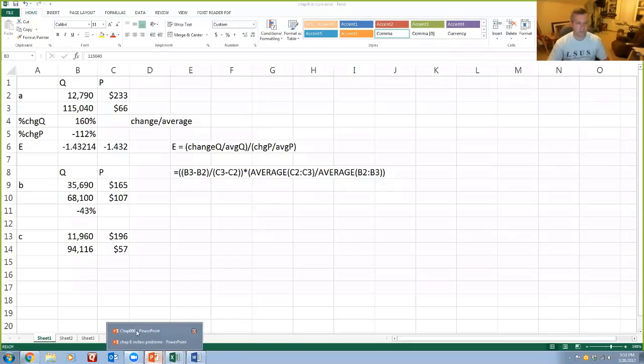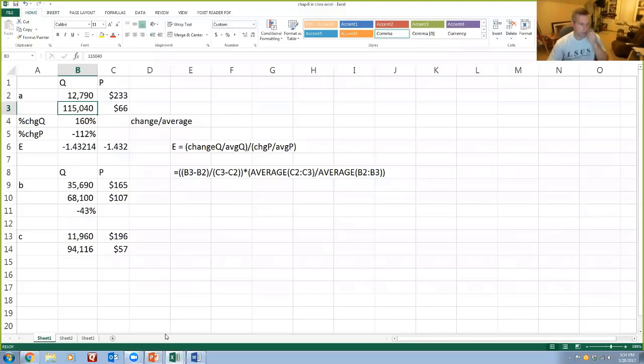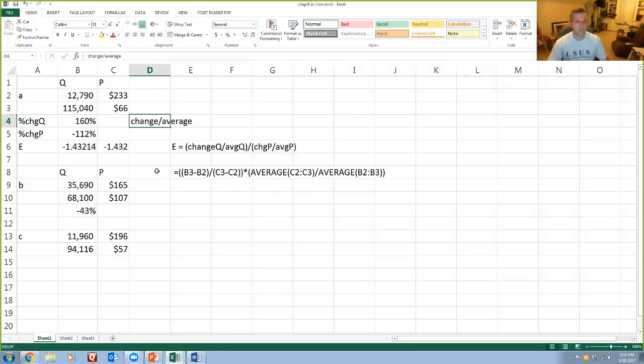As I go back to the slide, slide 4 reminds me that elasticity is the percent change of Q divided by the percent change in price. When I go into my sheet, my practice problem, I have these 2 different prices, these 2 different quantities. So I want to figure out the percent change in Q and divide it by the percent change of price. And the shorthand way of figuring out percent change for these arc elasticities is to do the change over the average. There was a change in the quantity, and then I can figure out the average between those 2 quantities.